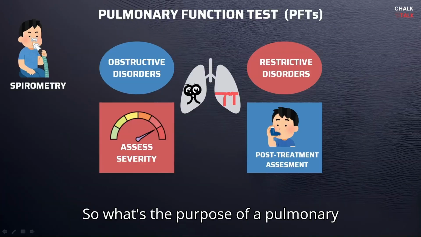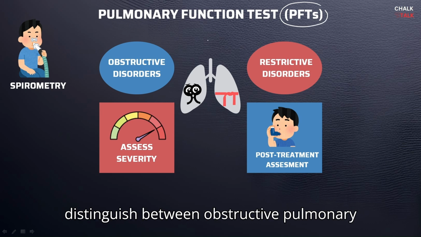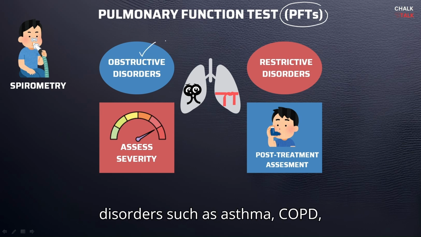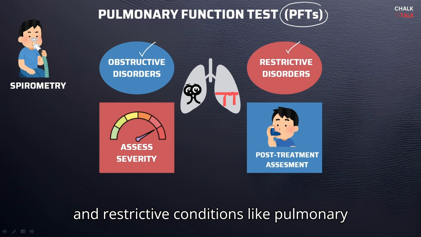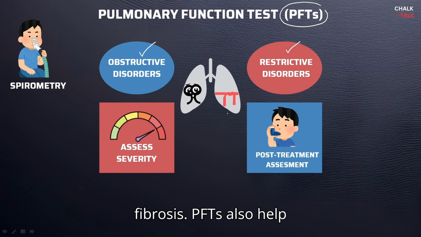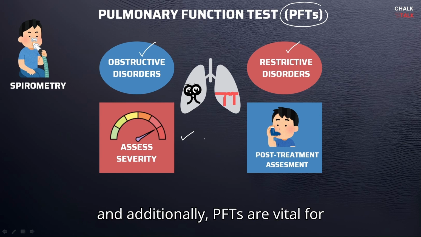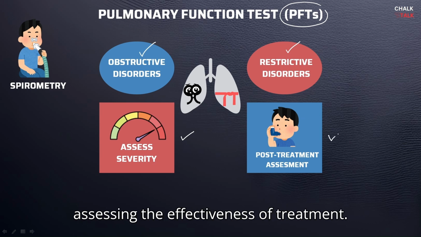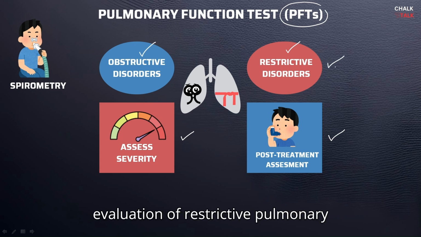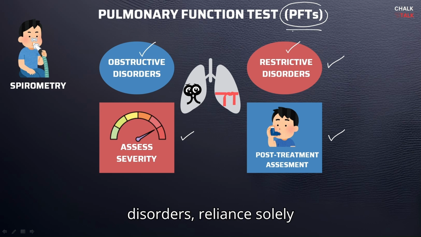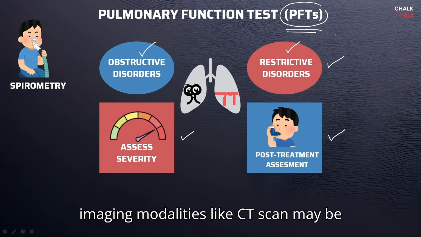Let's get started. So what's the purpose of a pulmonary function test? When do you recommend it? To distinguish between obstructive pulmonary disorders such as asthma, COPD, and restrictive conditions like pulmonary fibrosis. PFTs also help assess the severity of lung impairment, and additionally, PFTs are vital for assessing the effectiveness of treatment. It's important to say that in the evaluation of restrictive pulmonary disorders, reliance solely on PFTs is not encouraged, and other imaging modalities like CT scan may be indicated.